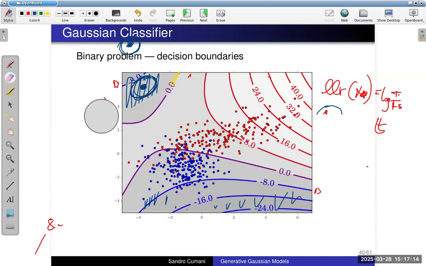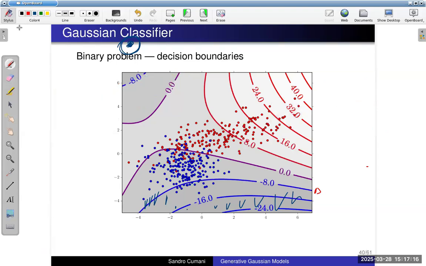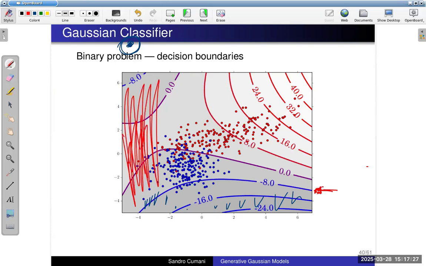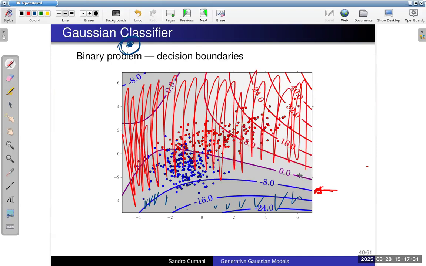If I change my threshold, I change the boundaries. If my threshold becomes -8, it means that my prior belief is that it's more likely that the points come from the red class, which means that I need a stronger counter evidence from the score to decide that the point is from the blue class. If my threshold is -8, whatever is in this region of space will be labeled as red, whatever is outside will be labeled as blue.